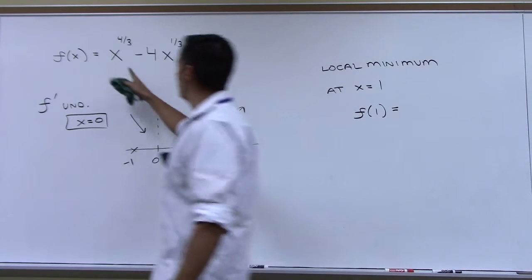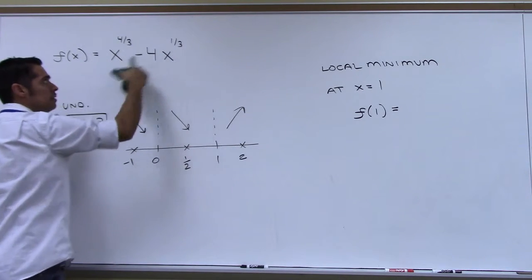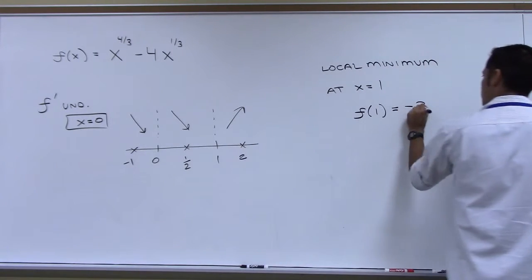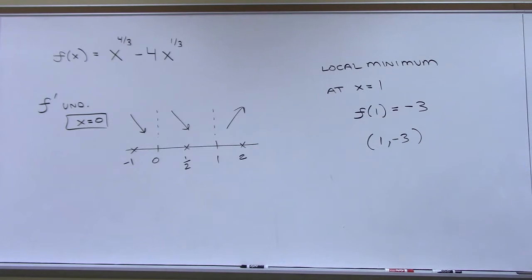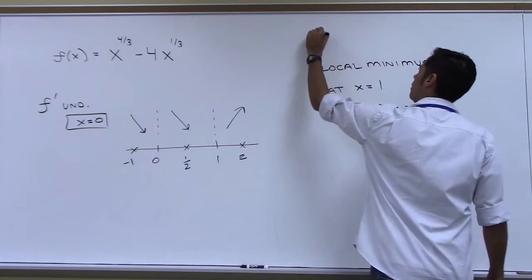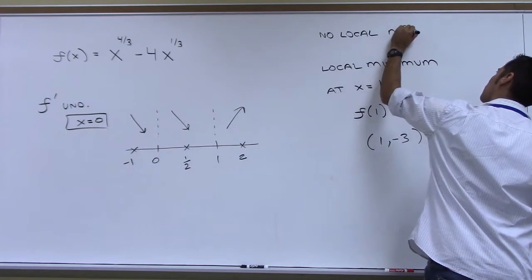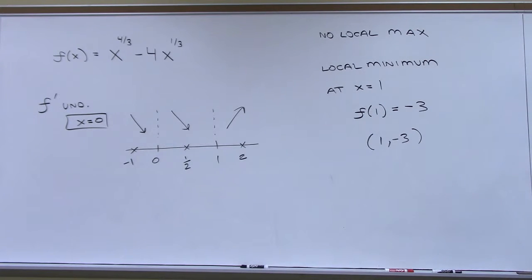So plug that in. What's 1 to any power? 1. This would be -3. So written as a point, it's the point (1, -3). I should have a local minimum there. Do I have a local maximum? No local maximum. No local max. We're done.